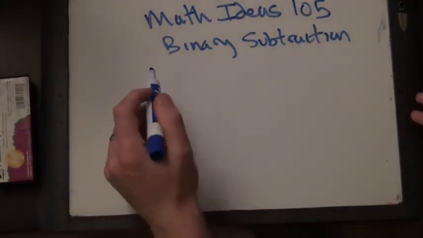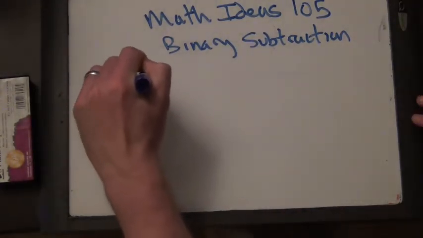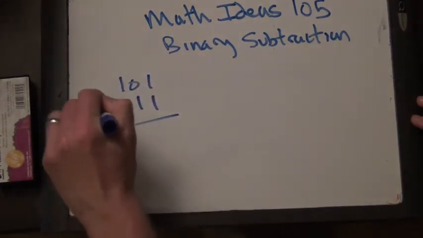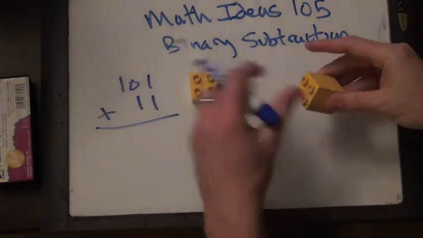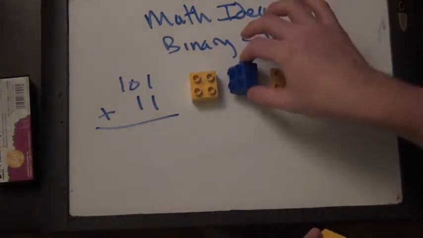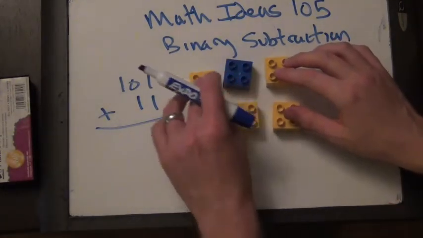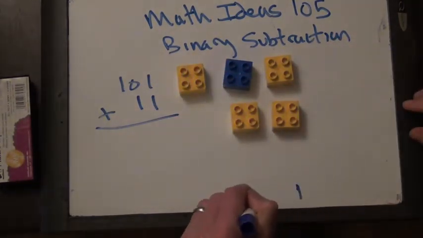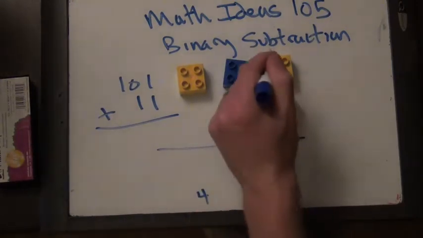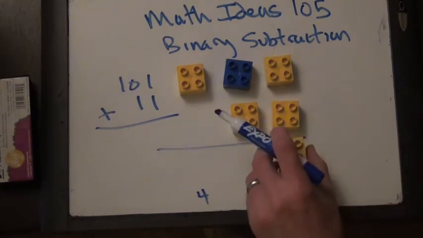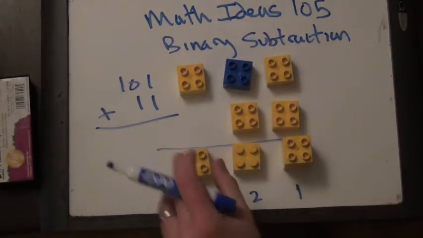Okay, so let's do a review on how we add. Let's just do two 3-digit numbers. 1, 0, 1 plus 1, 1, which equals 3. We took our blocks. And this was the ones digit, the twos digit, and the fours digit. When we added 1 plus 1, we got 2. 0 plus 1, we got 1. And 1 plus 0, we got 1.